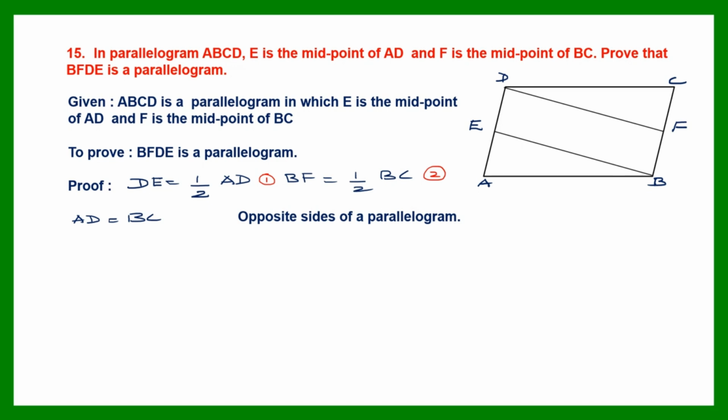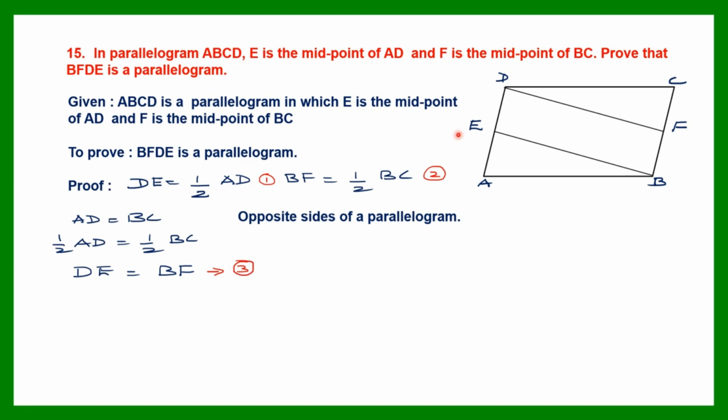So if we take half of AD, that will be equal to half of BC. What is half of AD? DE. What is half of BC? BF. So we can write that DE is equal to BF. So this is the third equation. Now we need all these, so let's keep all these carefully because we'll be using it later.